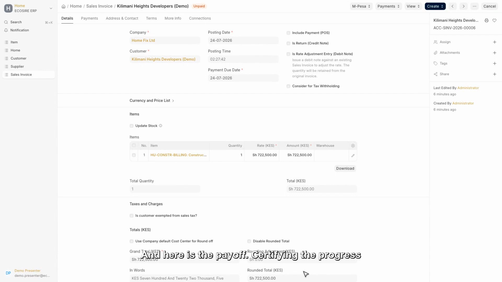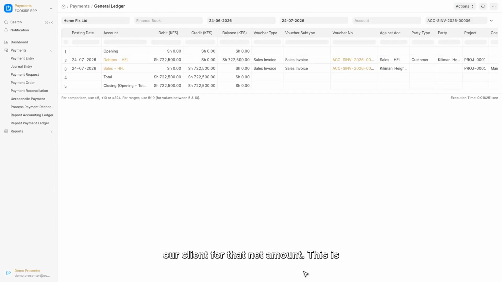And here's the payoff. Certifying the progress bill raised a normal ERP Next sales invoice to our client for that net amount. This is native accounting, with nothing bolted on. So the books balance themselves. On the general ledger, our client account is debited and the construction income account is credited. That is double entry bookkeeping done for you the moment the certificate is approved.